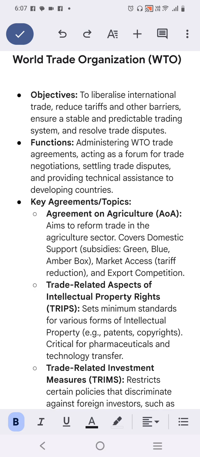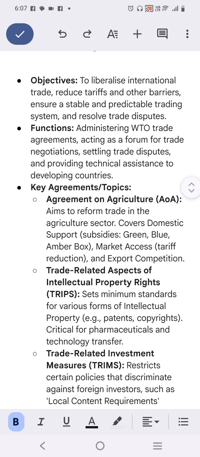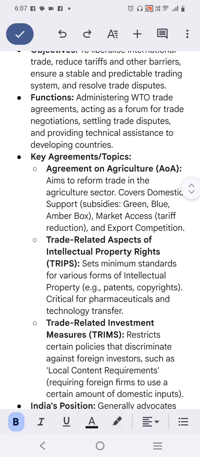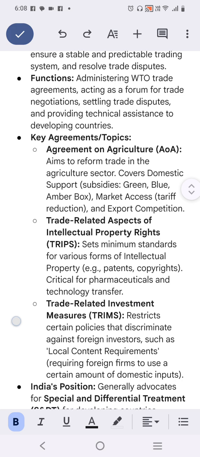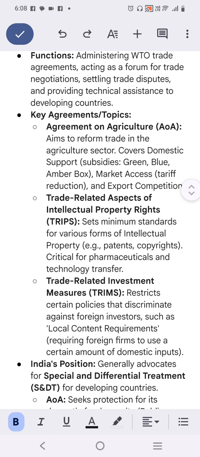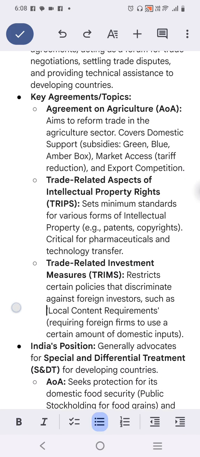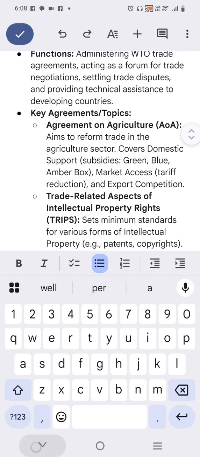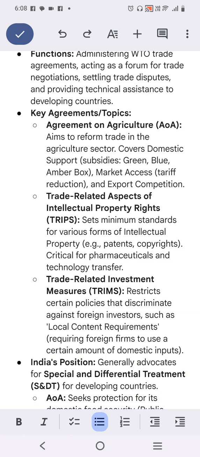Now, let's understand: it aims to reform trade in the agricultural sector and covers domestic support, subsidies (green, blue, and amber box), market access, tariff reduction, and export competition. Then TRIPS, Trade-Related Aspects of Intellectual Property Rights, sets minimum standards for various forms of intellectual property, for example patents and copyrights, critical for pharmaceuticals and technology transfer. Now, patents are meant for any scientific discovery.